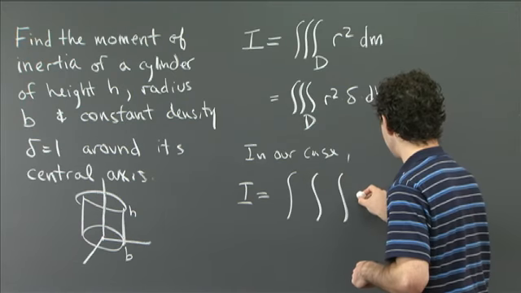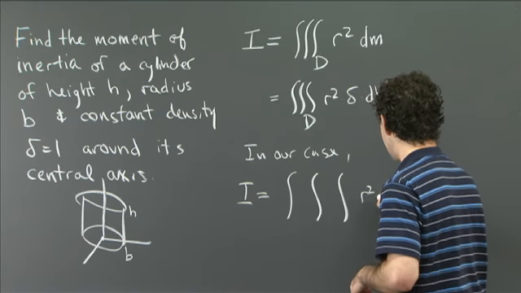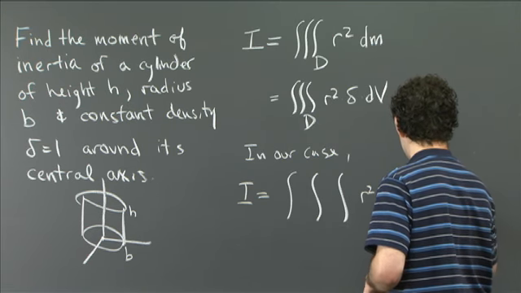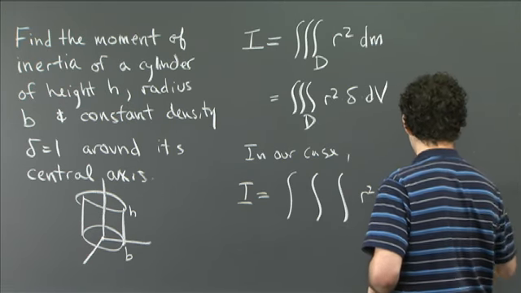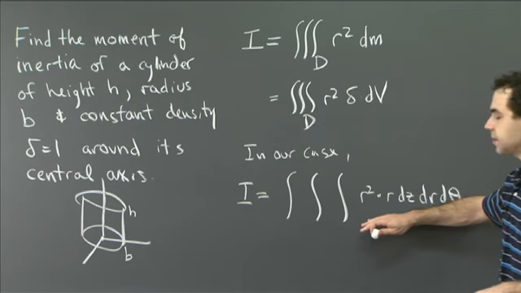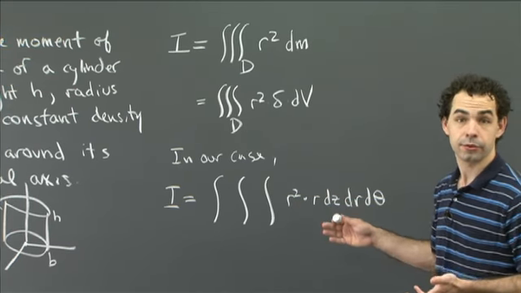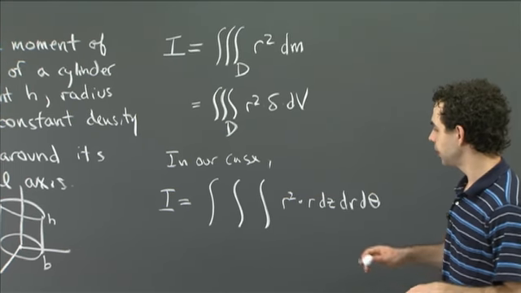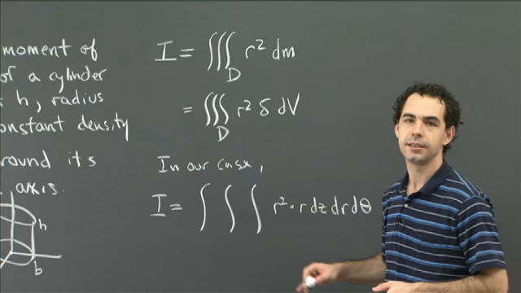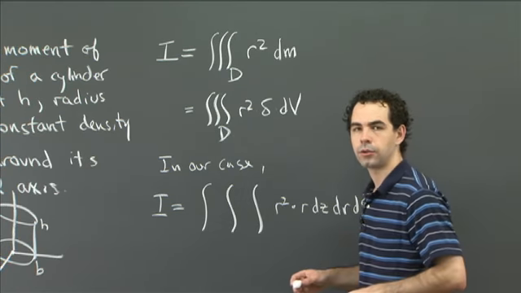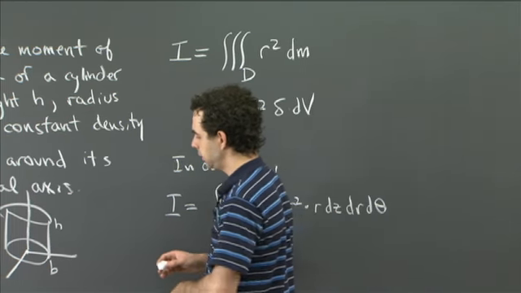So that's just r squared times r dz dr d theta. So this is the integral we're trying to compute, but we need bounds, right? It's a triple integral, it's a definite integral. We need to figure out what the bounds are to evaluate it as an iterated integral. So let's go look at this little picture we drew.